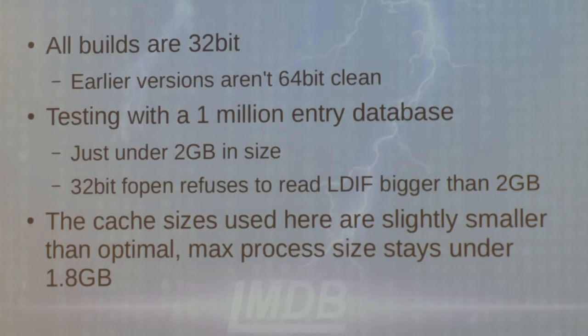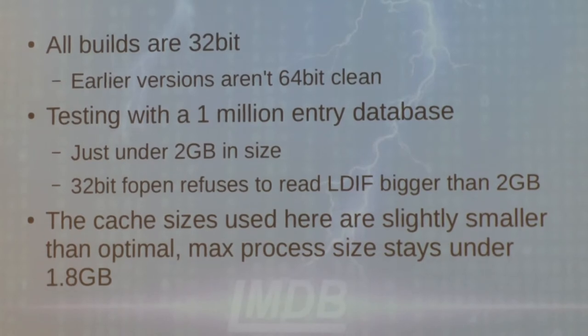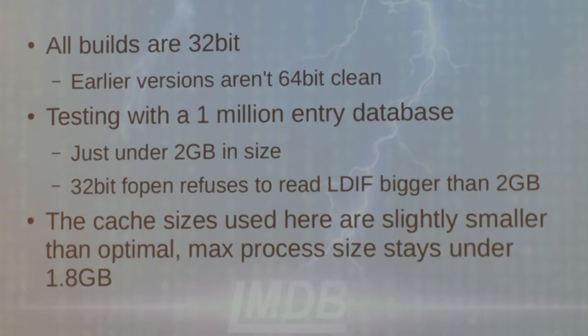So the database that I'm testing with is constrained to be slightly smaller than 2 gigabytes. And on a 32-bit software build, we couldn't use more than 2 gigabytes anyway because the standard library wouldn't let us. I tried. The configurations here are, again, slightly less than optimal. Ordinarily, you'd want your cache to fill as much of the RAM and as much of the database as possible. The cache sizes here are kept to about 1.8 gigabytes just to be consistent from version to version.